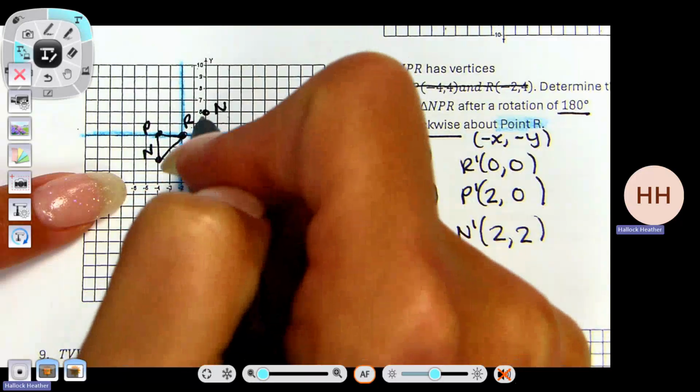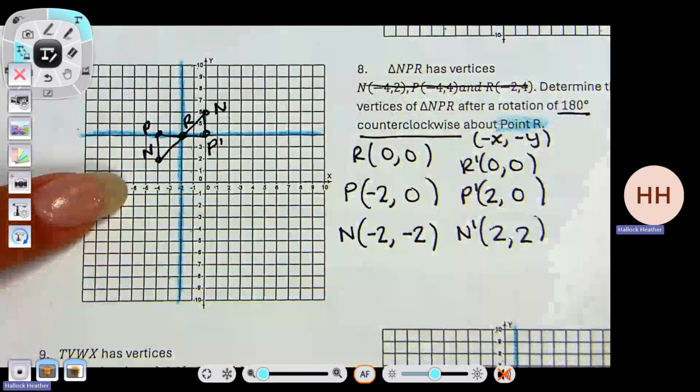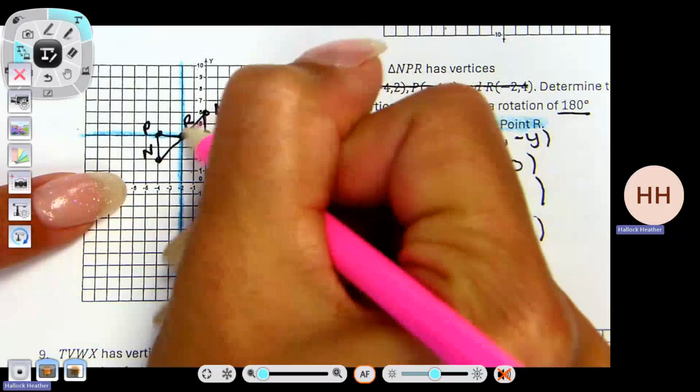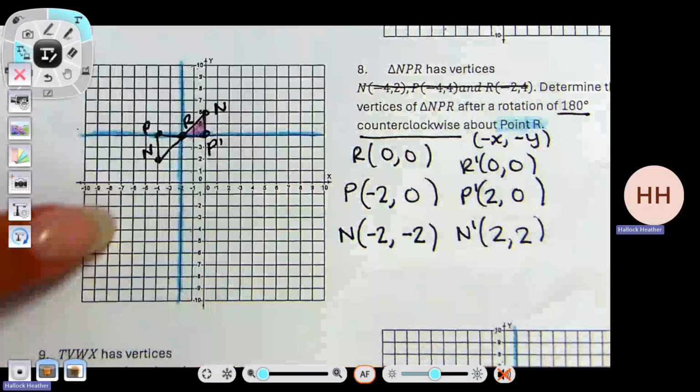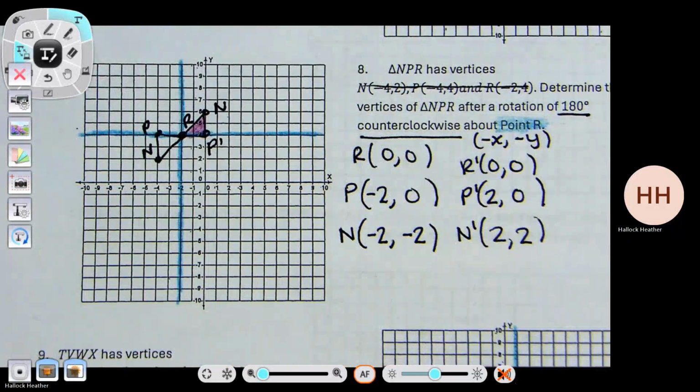Because the pictures are really small on these graphs, you don't have to write out the final points. So let's see. Why don't you try number 8? That will be the last one we talk about.